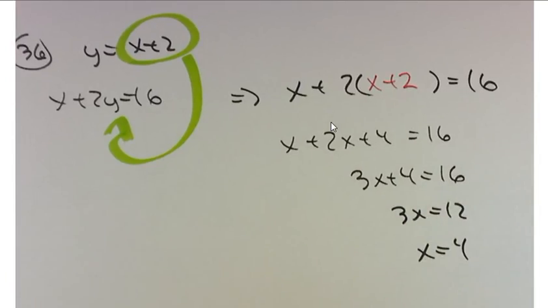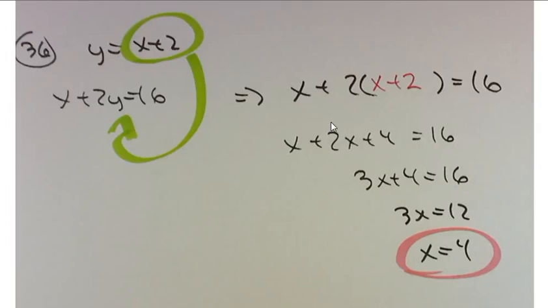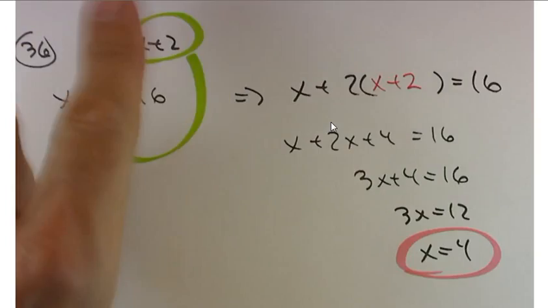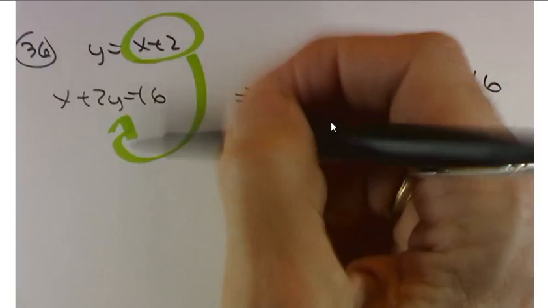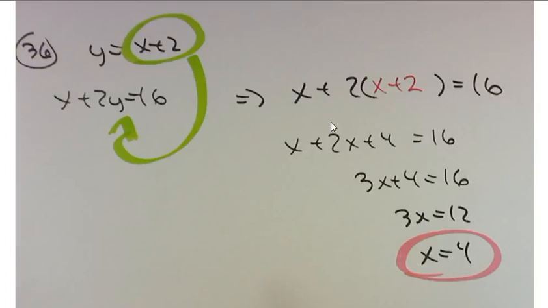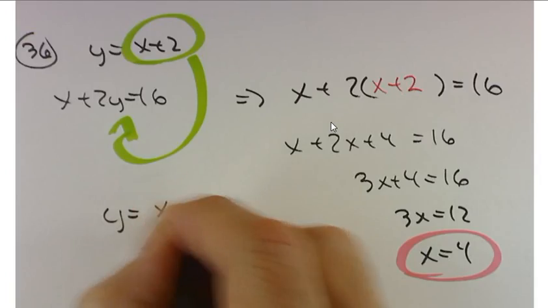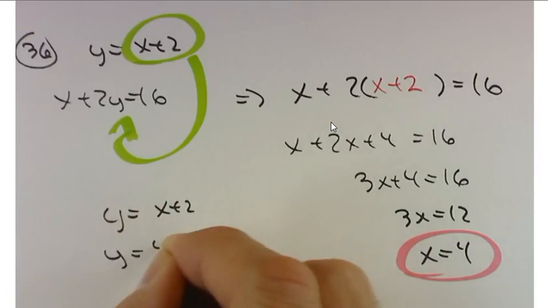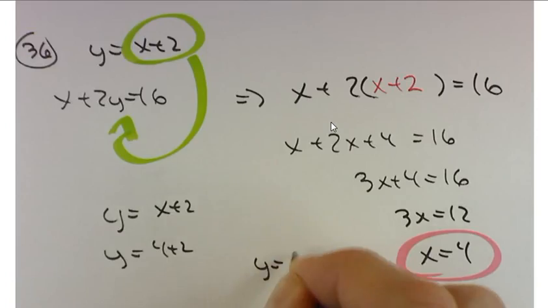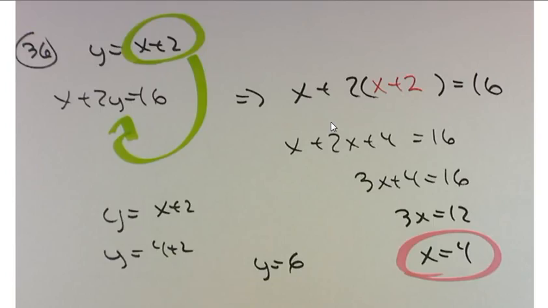Now keep in mind that this is just part of your solution. Why is it just part of your solution? Yeah, we need to figure out what y is. So you have to take the x, plug it back into one of these equations to solve for y. Which equation would you choose? Yeah, the first one, hands down. y equals x plus 2, so y equals 4 plus 2, meaning y equals 6. So, yay. y equals 6 here.